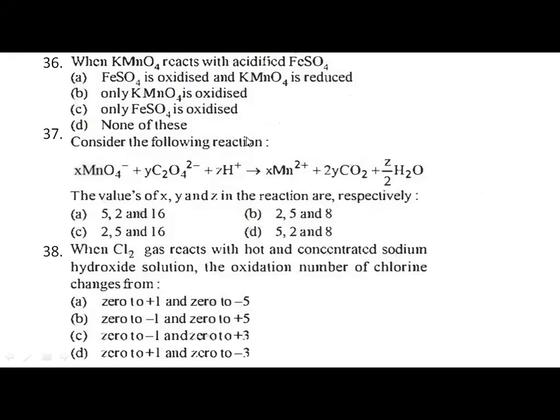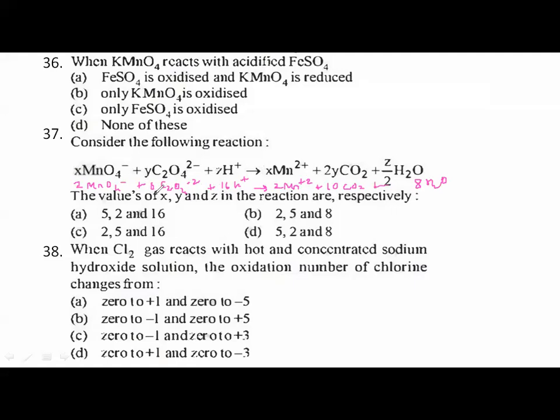Next question. Consider the following reaction. The values of X, Y and Z in the reaction respectively are. See, after balancing the reaction, we have done this question many times. So balance this reaction, you will get the balanced reaction: 2MnO4^- plus 5C2O4^-2 plus 16H+ gives 2Mn+2 plus 10 CO2 plus 8H2O. You will get this.